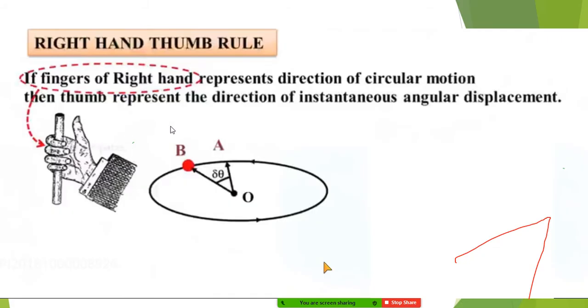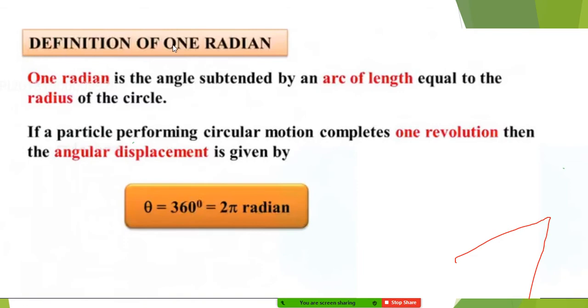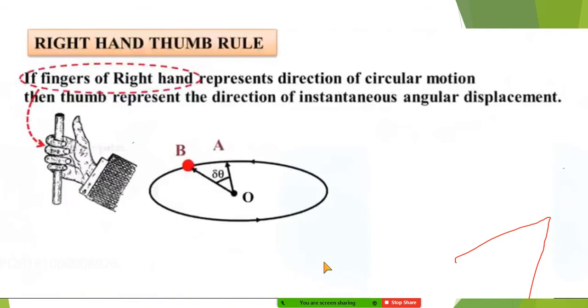We will see the fan example: how the fan is moving or where it gives its air. It is all represented by the right hand thumb rule. Now, the definition of radian, we will come to that. First, in the right hand thumb rule, the curved fingers represent the circular motion and the thumb represents the direction of motion. Clear?